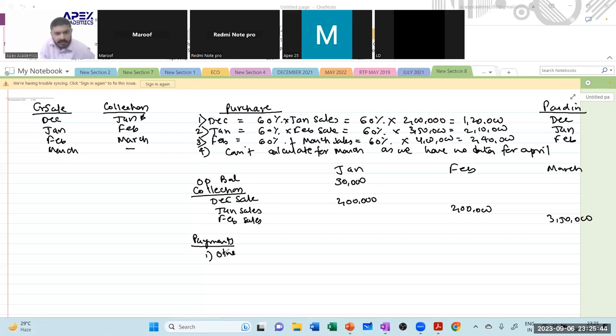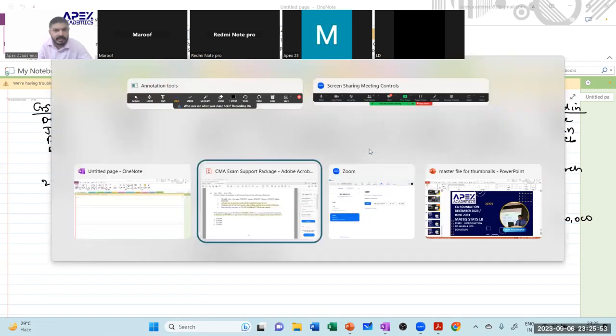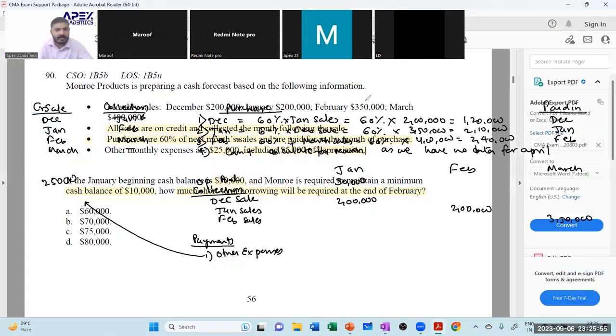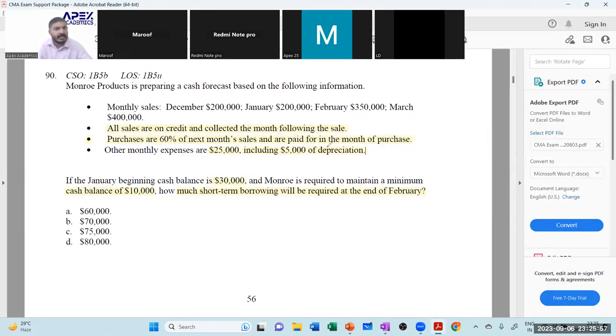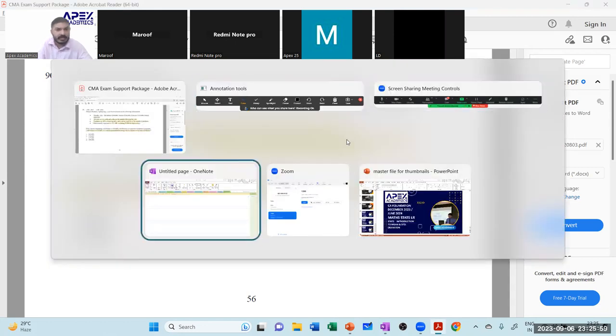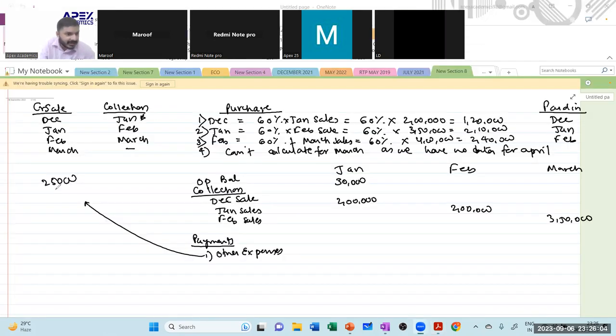First, I will write down other expenses. Your other expenses are 25,000. It is given clearly in the question that other expenses are 25,000. They include depreciation. So obviously, if 25,000 includes depreciation, I have to understand that out of this 5,000 is non-cash. Why? It is depreciation. So what about 20,000? This is paid in cash.